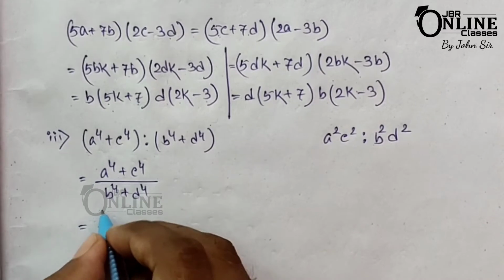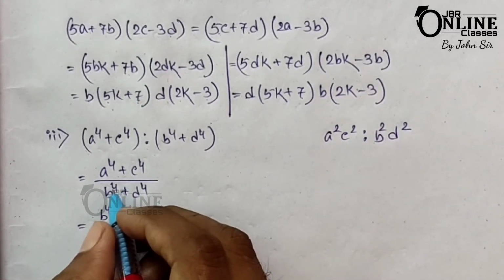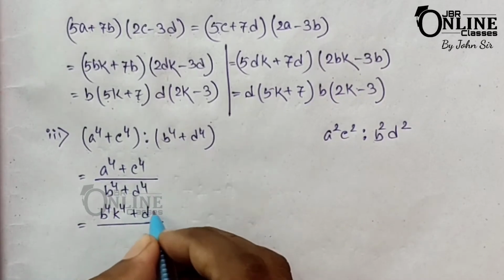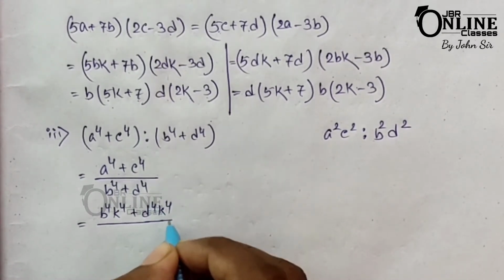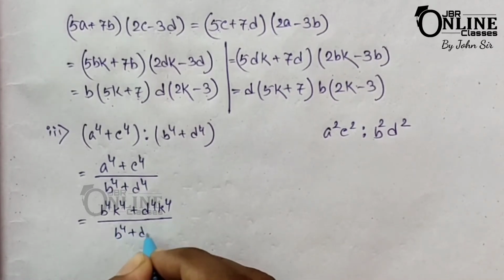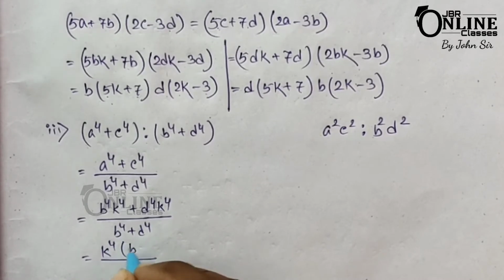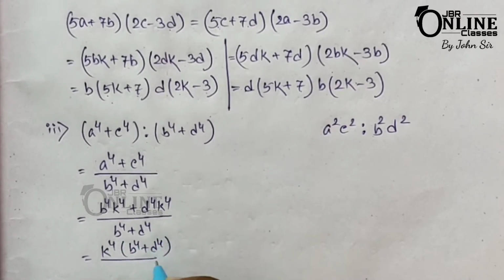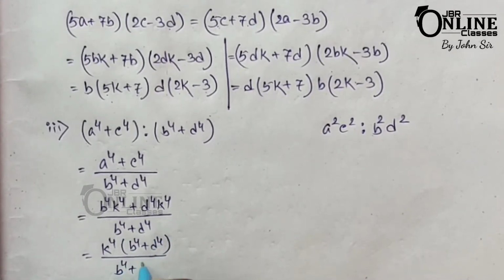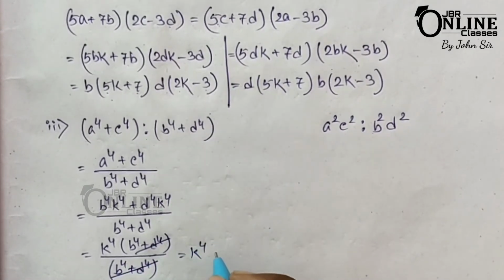Now a to the power 4 means b to the power 4 k to the power 4, as the value of a equals bk, and c to the power 4 means d to the power 4 k to the power 4, as the value of c equals dk. So in the denominator b to the power 4 plus d to the power 4. Now if k to the power 4 will be common, it becomes b to the power 4 plus d to the power 4 divided by the same b to the power 4 plus d to the power 4. So finally you will get k to the power 4.